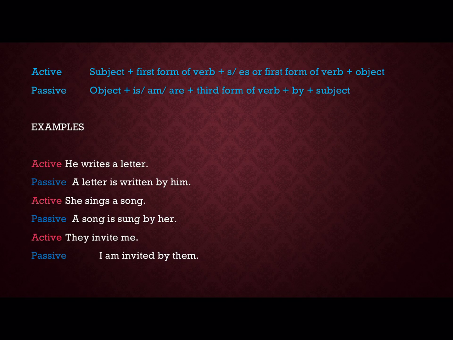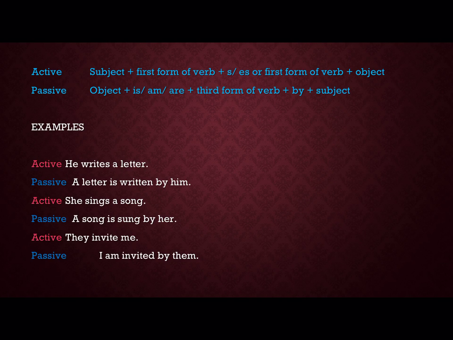So, when we say that we are making active voice in the affirmative sentence, just recall what the structure of simple present tense was. The structure is subject plus first form of a verb, S or ES accordingly of the person used in it, and then object. Like, he writes a letter. He is the subject. Writes is the first form of a verb, and because it is third person singular, we have used S, and then a letter.